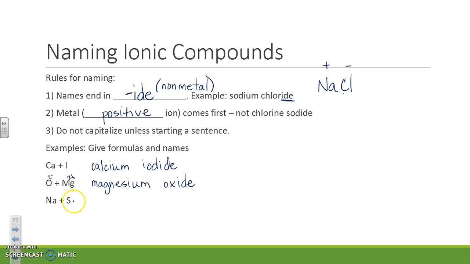All right, so Na with S. Na makes a positive charge and S makes a negative, so sodium comes first. It would be sodium, and then from sulfur, we drop the end and we add -ide, so it becomes sodium sulfide. All right, this should be a piece of cake, right?